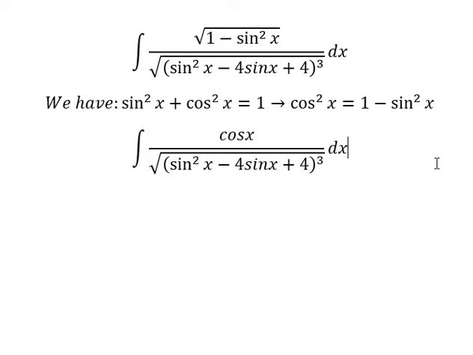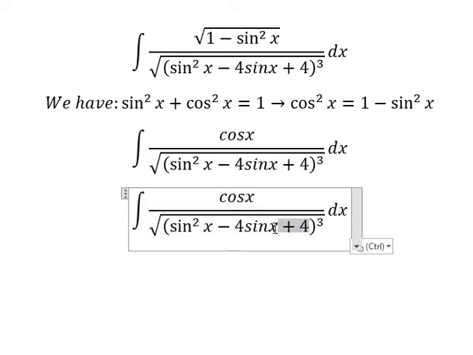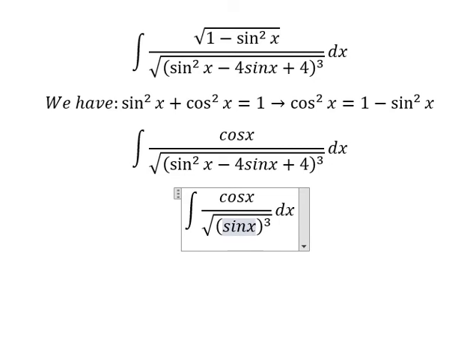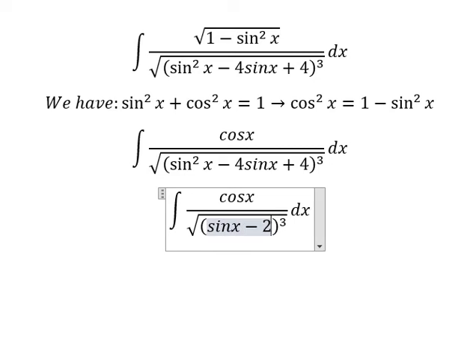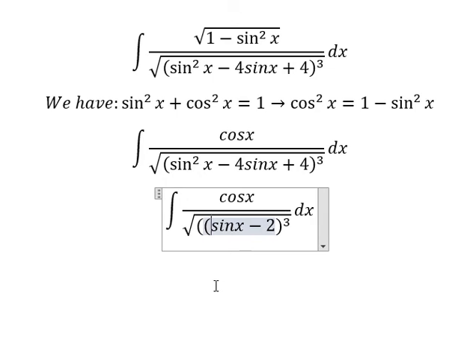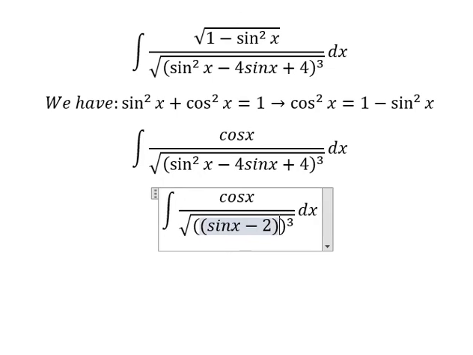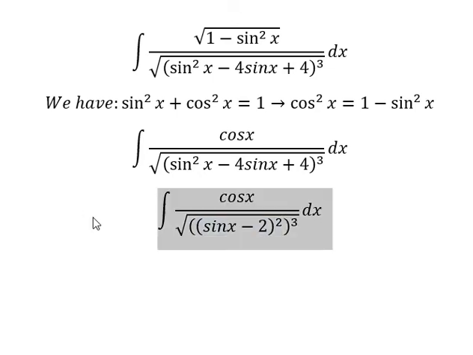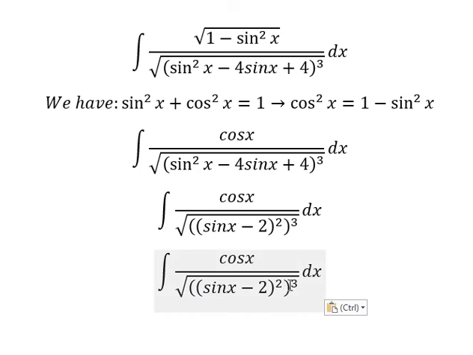Next, this one is about identities, so we have (sin s minus 2) to the power of 2. So we have 2 and the square root, we cancel.